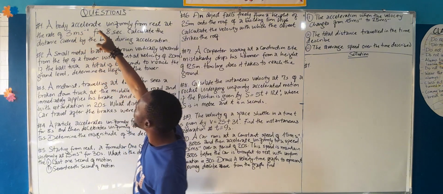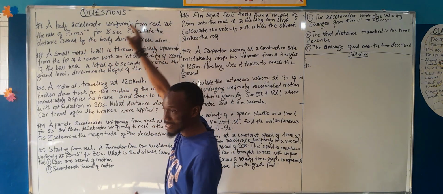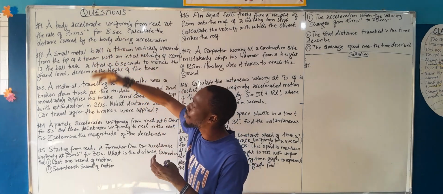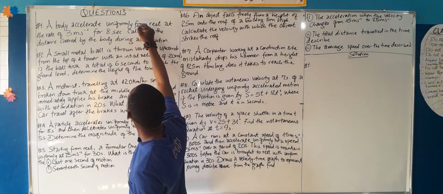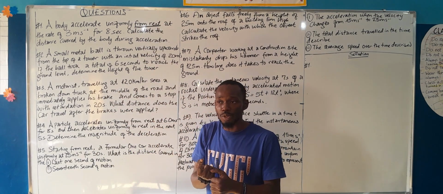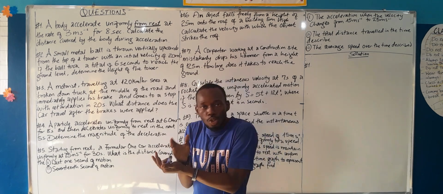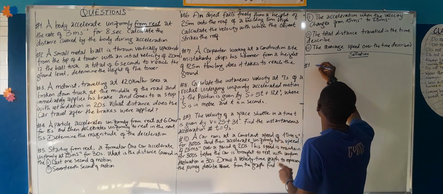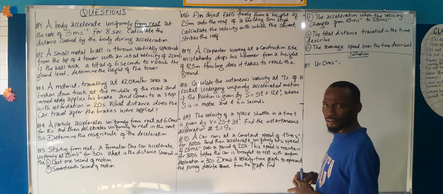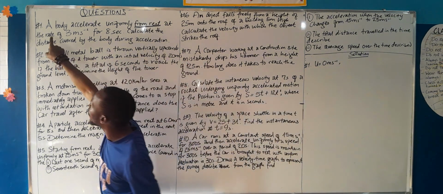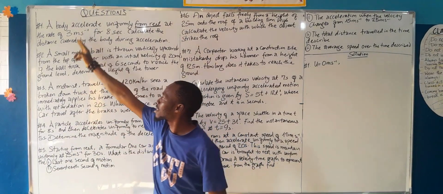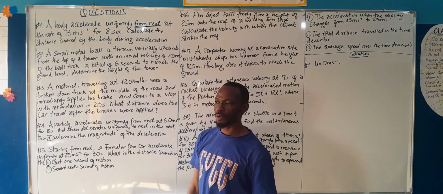A body accelerates uniformly from rest. Listen to the statement. A body accelerates uniformly from rest. From rest. I told you when you hear the words from rest, a value is given to you. What value is given to you? U is given to you. So from rest, it means U equals 0 meter per second. Are you following? At a rate of 3 meter per second squared. Do you see it? Accelerates at the rate of 3 meter per second squared.